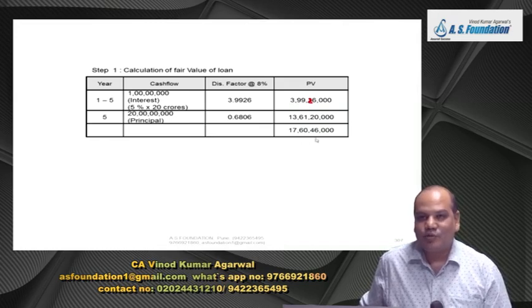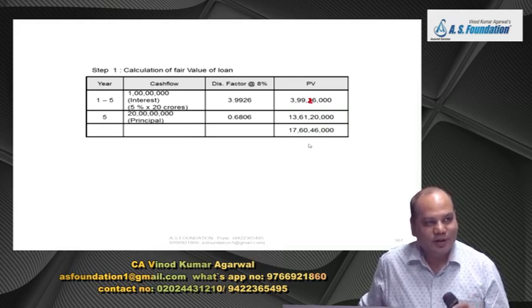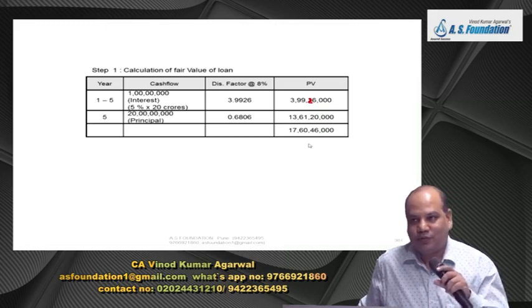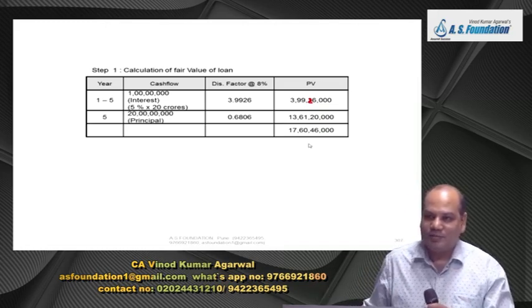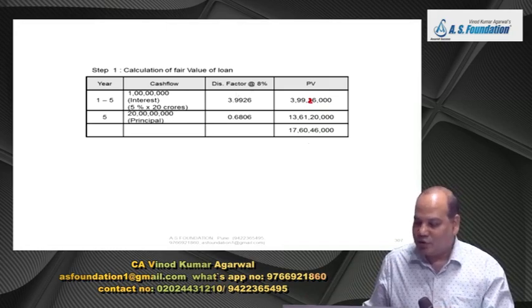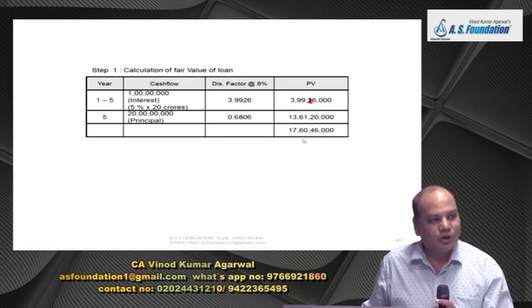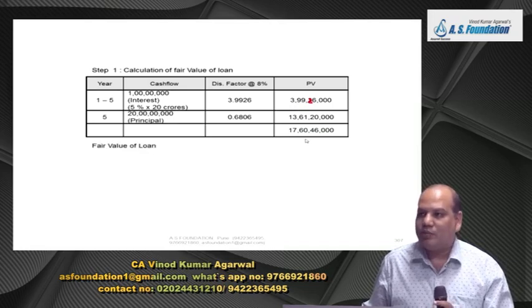So you will find it comes to approximately 17.60 crore, which is exactly the difference between 20 crore and 2.4 crore. This 2.4 crore he has compensated me. I have given him a discount in the interest rate, and he compensated that in the form of loan origination fees. So effectively we have given him a loan of only 17.60 crore.